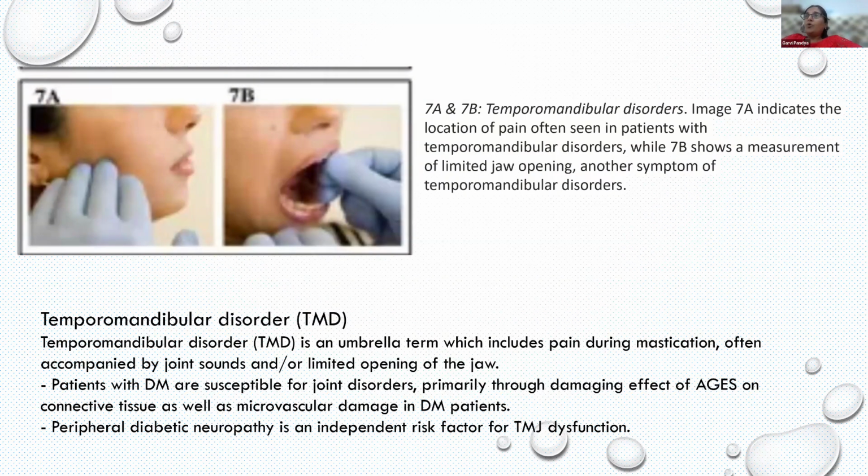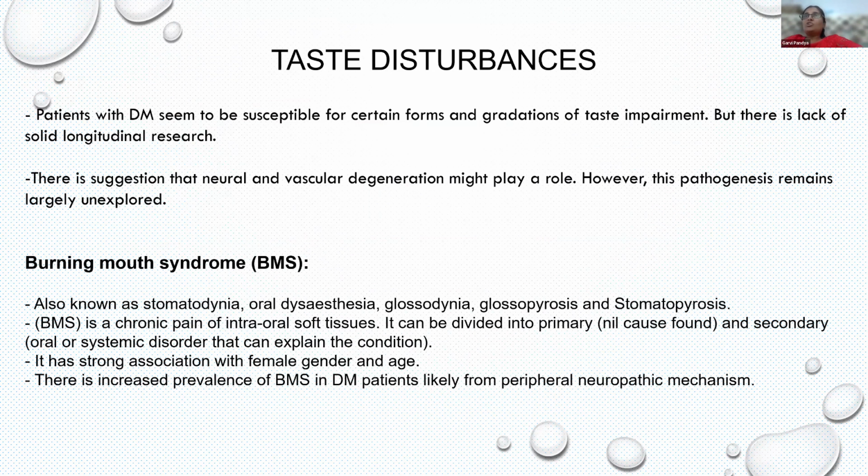Temporomandibular joint dysfunction. Quite a lot of the time patients do complain that they have pain during mastication, or they have mandible joint pain, they have a lax mandible. This is quite often encountered in clinical practice, but we don't think of diabetes as an underlying cause. Again, it is partially because of the connective tissue damage, and partially because of the peripheral diabetic neuropathy leading to this complication.